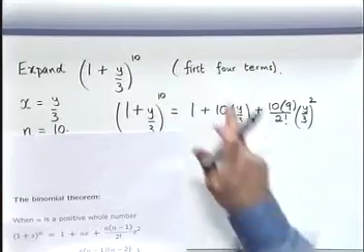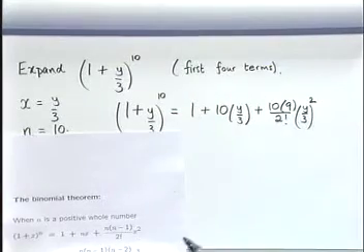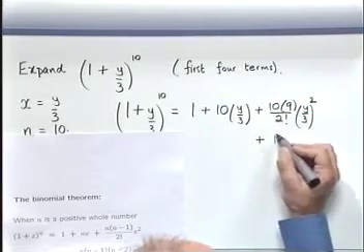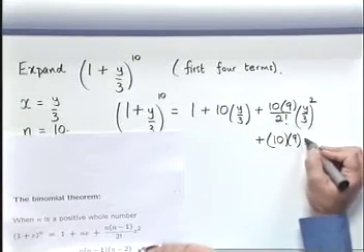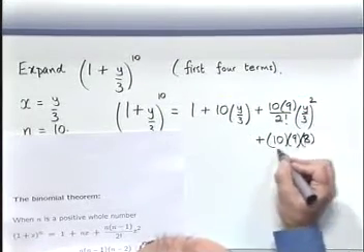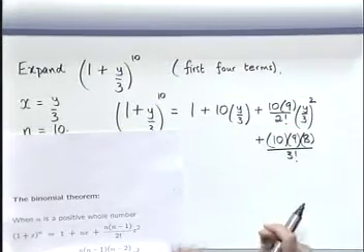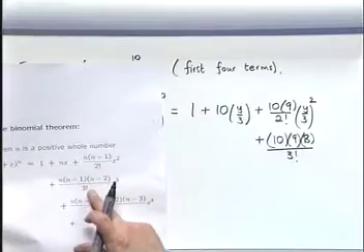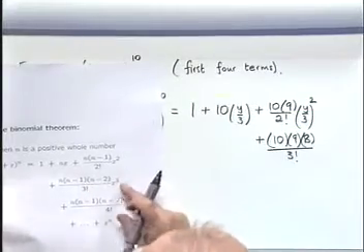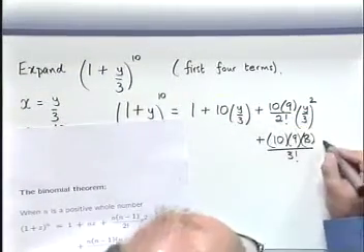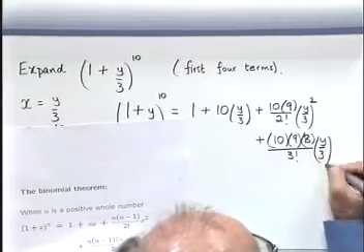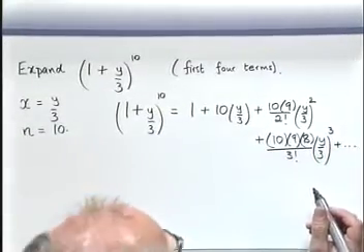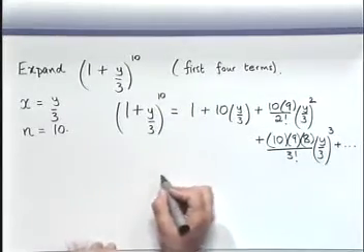I want to generate one more term because I've said I want to look for 4 terms. So the next term is going to be n, which was 10, n minus 1, which is 9, n minus 2, which is 8, and this time over 3 factorial. So I'm here, n minus 1, n minus 2 over 3 factorial, and we want x cubed. X is y over 3, so we want y over 3 cubed. And the series goes on and on. Let's just tidy up what we've got.